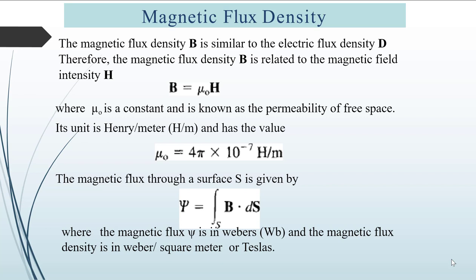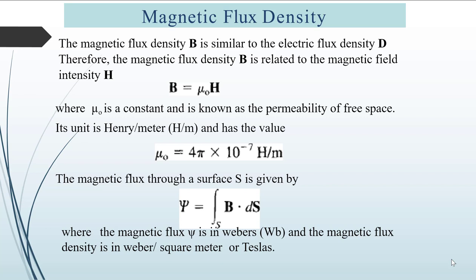The magnetic flux crossing through a surface S is given by this, one more important relation, where psi is called the magnetic flux. So psi is equal to surface integration of B bar dot ds bar, because B bar is flux per unit area, multiplied by area will give us only flux. So this is the relation which indicates flux psi is equal to double integration of B bar dot ds bar.